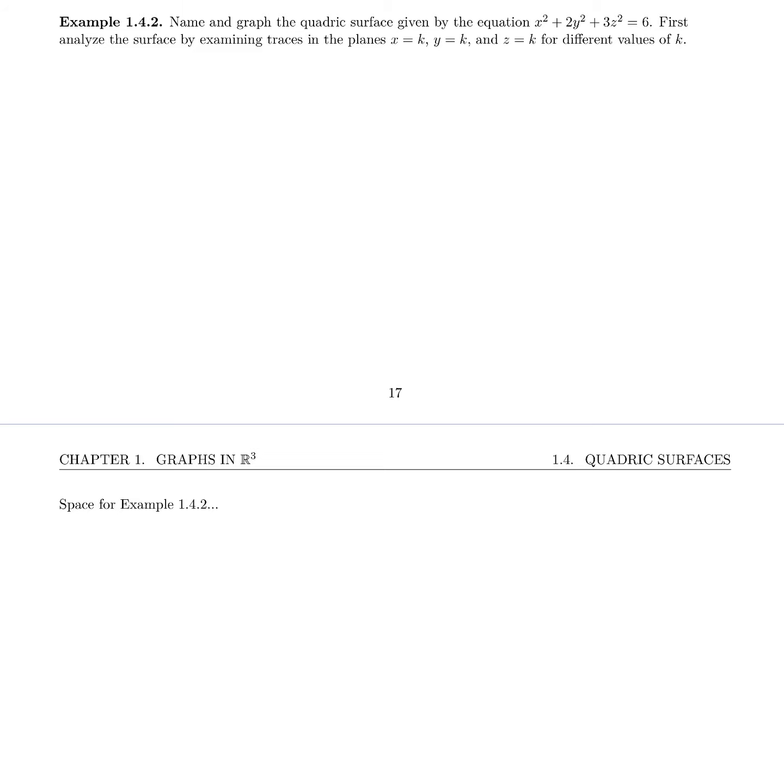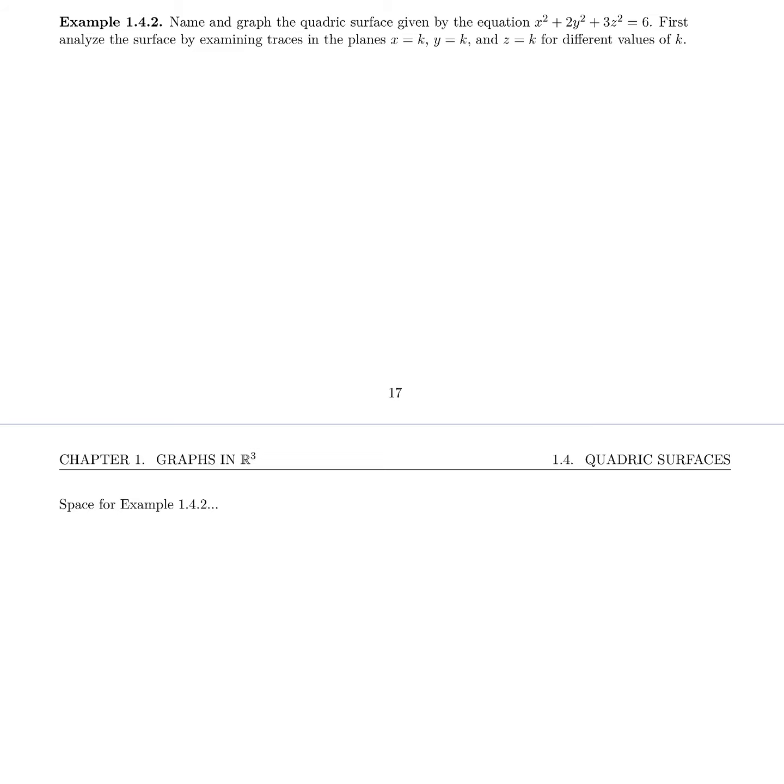In the last video, we looked at traces, which are the curves of intersection of a quadric surface with planes that are parallel to the coordinate planes. We're going to apply that algebraically in this video in example 1.4.2, where we are asked to name and graph the quadric surface given by this equation, x squared plus 2y squared plus 3z squared is equal to 6.